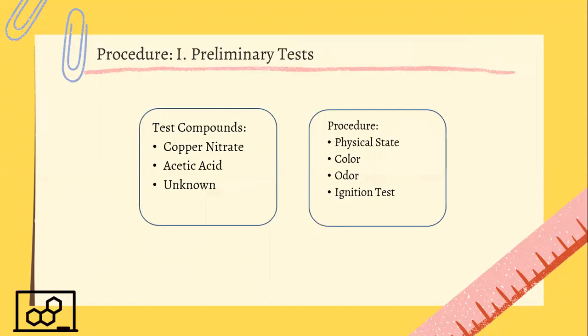One of the objectives of this experiment is to examine various compounds using different preliminary tests. For these tests, the compounds needed are copper nitrate, acetic acid, and an unknown. For the procedure in this test, you need to observe the following properties of the compound. The physical state, in which you need to note whether the compound is solid or liquid. Second is the color. Third is the odor, in which you need to examine the odor of the unknown compound. And fourth is the ignition test. This ignition test is a test for the presence of any metals in a compound.